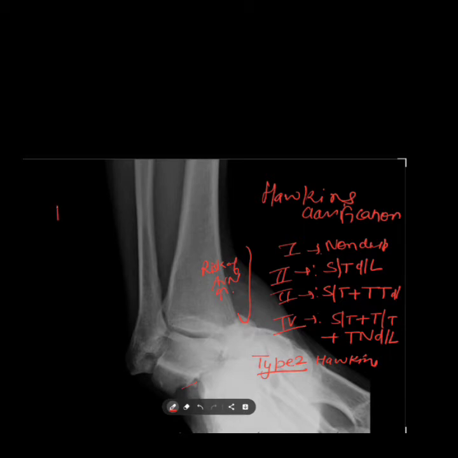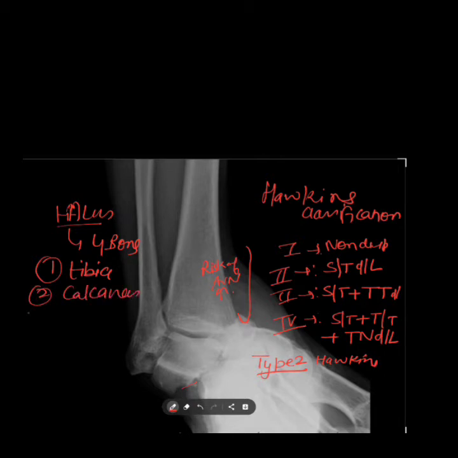Do you know, talus articulates with four bones? Which bones? Firstly, it articulates with the tibia, it articulates with the calcaneum, it articulates with the navicular, it also articulates with the fibula.